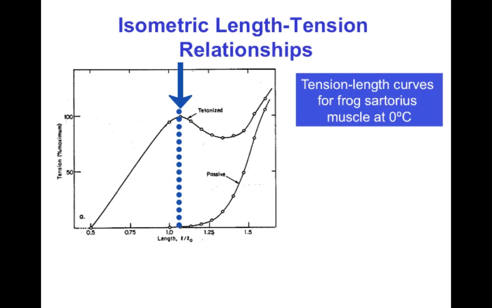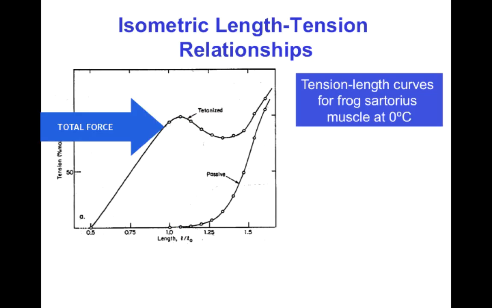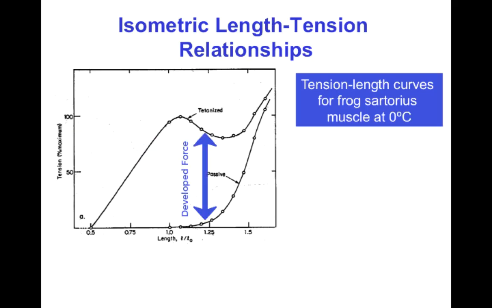So the force on this scale, on the top scale here, is the total. The difference between the top scale and the bottom scale is the developed force due to the activation of the muscle. What you can see is that developed force, the difference between the resting curve and the total curve, falls off at lengths that are lower or higher than that length that's close to the slack length of the muscle. But nevertheless, it still operates over a fairly wide range of strains.